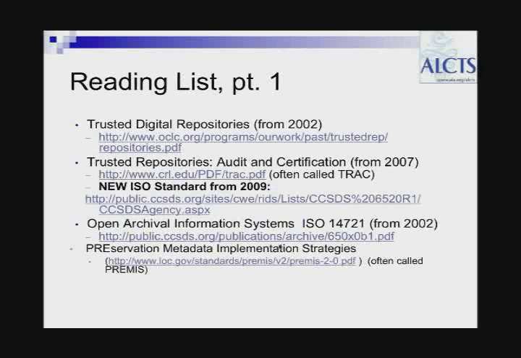So here's a reading list. Here's some links. The TDR that I referred to previously, the TRAC, the Trusted Repositories Audit and Certification, that has now become, from a working document, a new ISO standard that was created in late 2009. I've given you a link to that ISO standard. OAIS, here's a link to OAIS, as well as PREMIS.